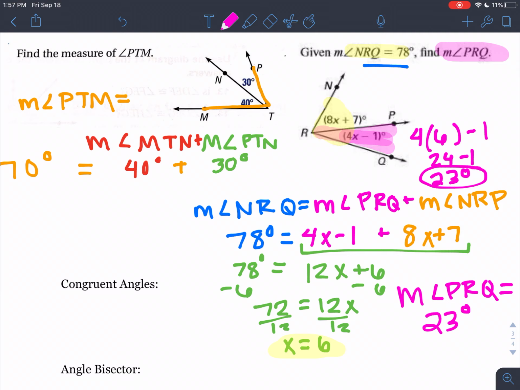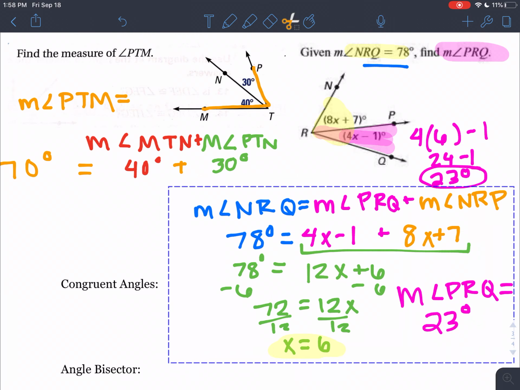A lot of work, but that's how you use the angle addition postulate. And we can plug in those variables to actually find the exact angle measurements of our unknowns. Okay. Pause the video if you haven't gotten this written down, because I'm going to take it away.